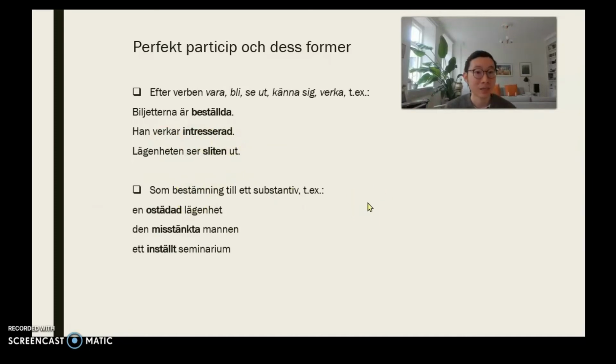De kan också finnas innan ett substantiv. They can also exist before a noun, som bestämning, as a definer. For example, en ostädad lägenhet, an uncleaned apartment. Den misstänkta mannen, the suspected man. Ett inställt seminarium, a cancelled seminar.